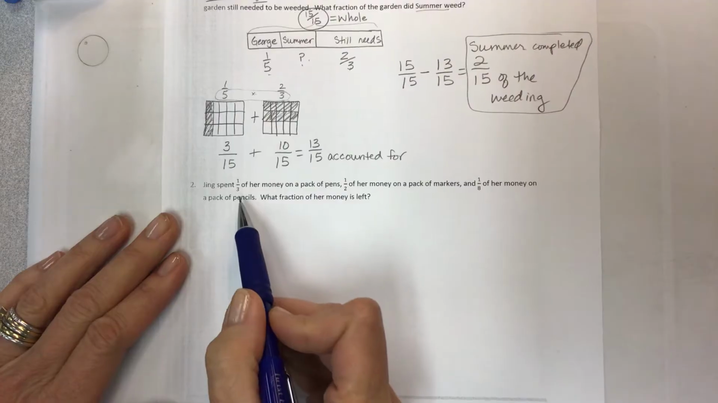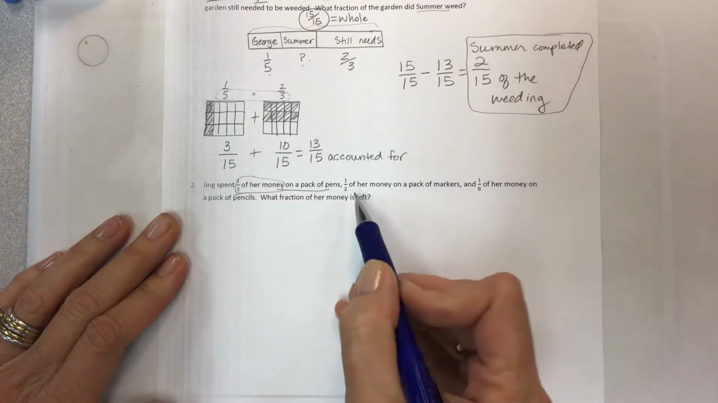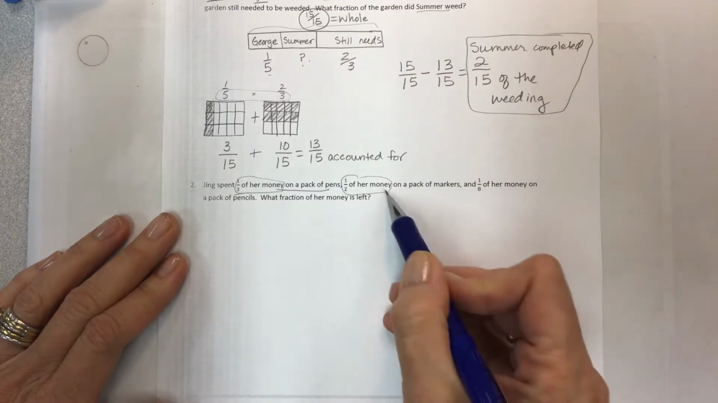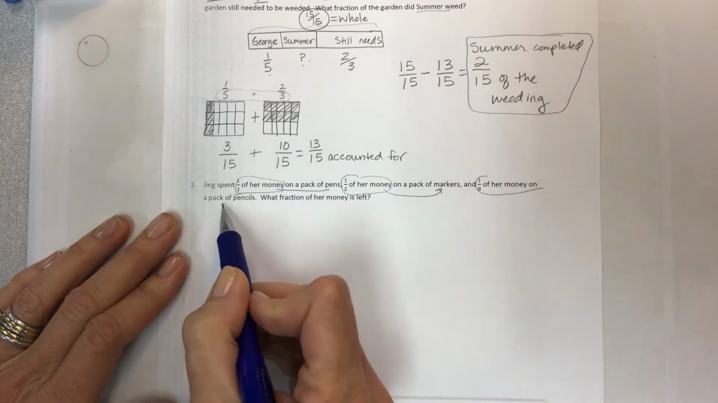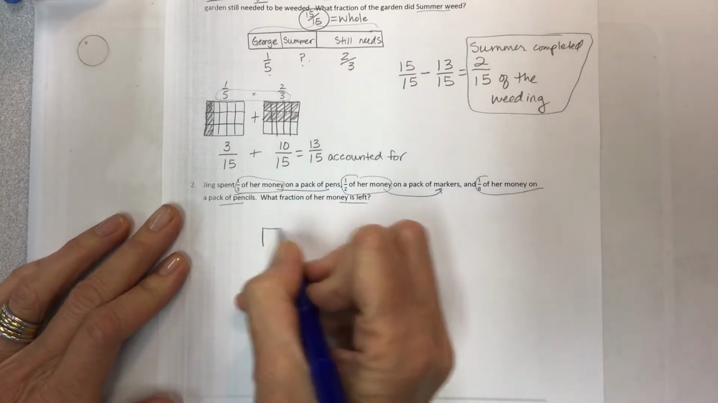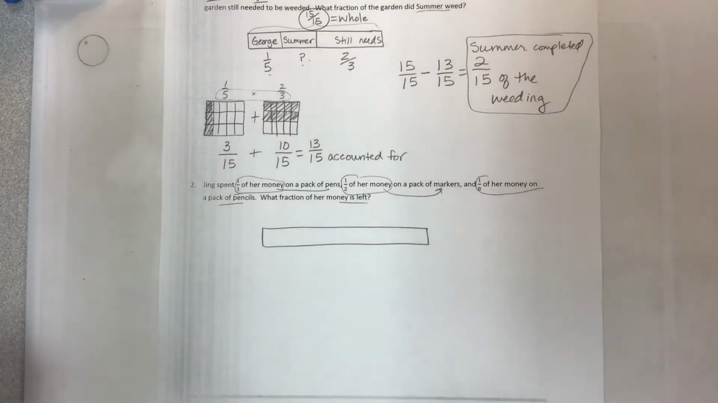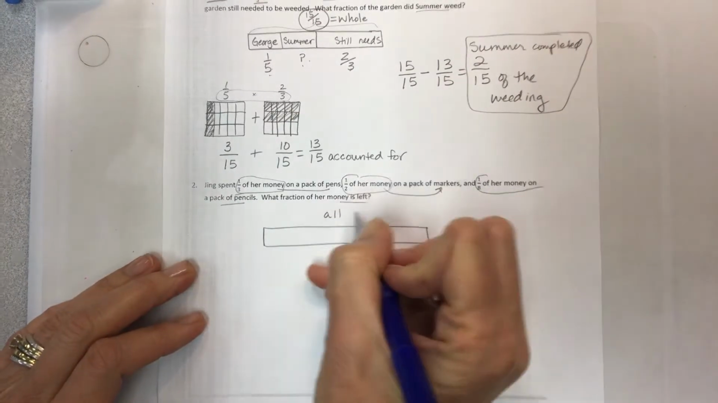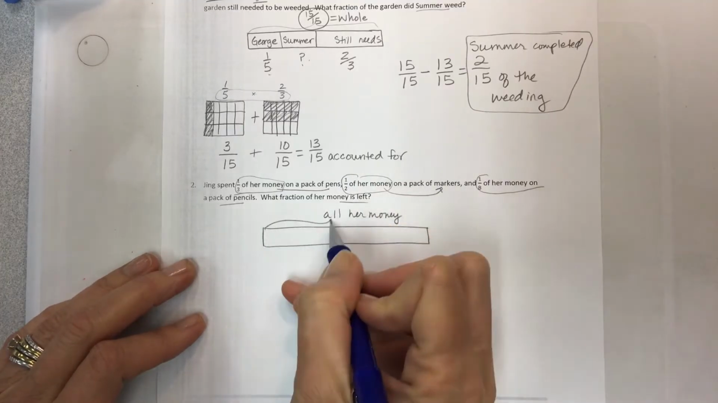Jing spent 1/3 of her money on a pack of pens, half of her money on a pack of markers, 1/8 of her money on a pack of pencils. What fraction of her money is left? Again, a tape diagram can show you parts that add up to the whole, and the whole would be all her money. Okay, and we don't have to know how much money she has, we just know that she has all of the money in her pocket.